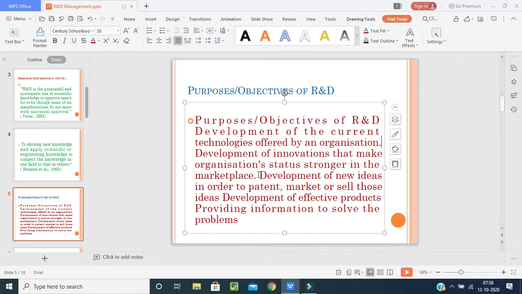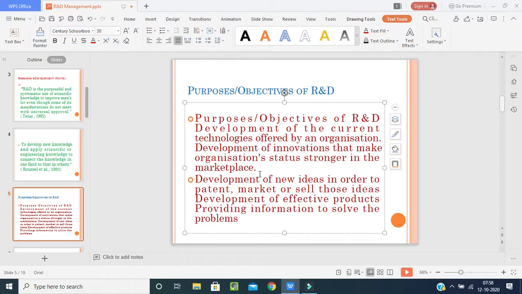Another thing here, development of new ideas. Development of new ideas in order to patent, that means trademark, market or sell those ideas. Development of effective products providing information to solve the problems.